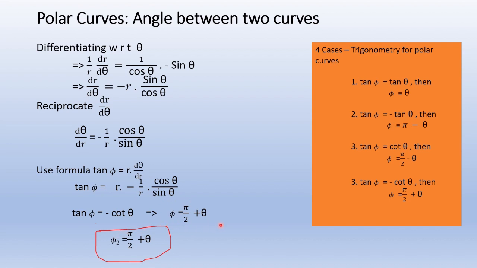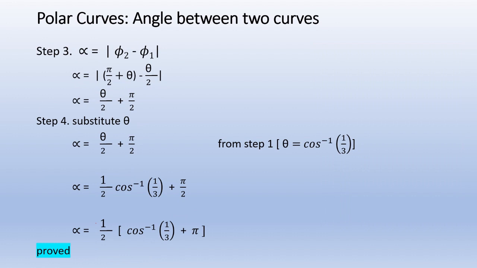Step 3, alpha is equal to phi 2 minus phi 1, substituting the values and simplifying we get theta by 2 plus pi by 2. Step 4. Substitute for theta. From step 1, theta is equal to cos inverse 1 by 3. We get this. Proved.